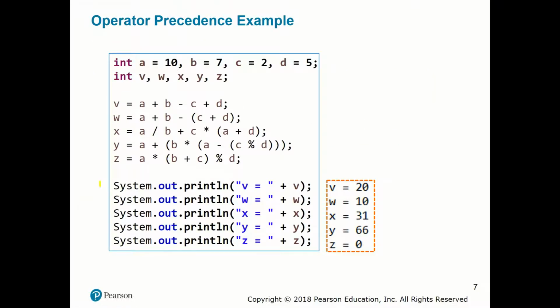Here is an operator precedence example. A is 10, B is 7, C is 2, and D is 5. In this case, we need to find the result of these expressions. Let me show you in detail how to evaluate these expressions.